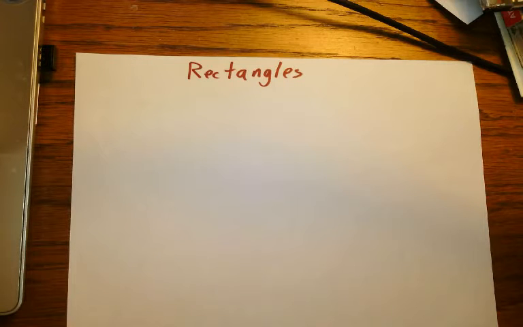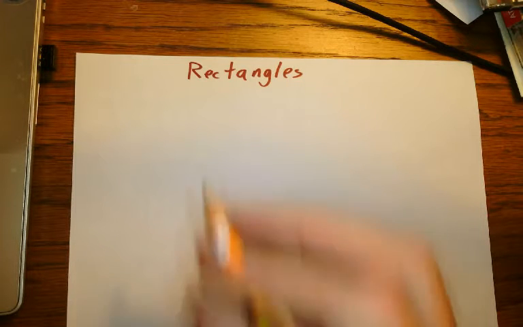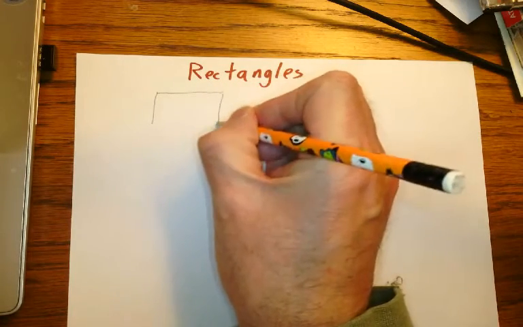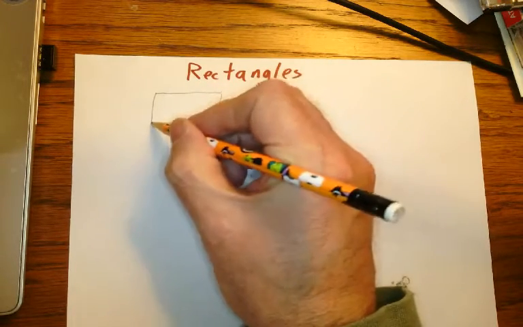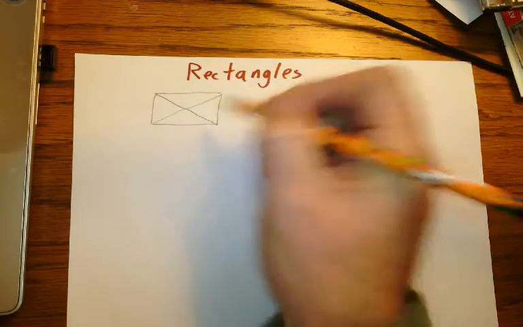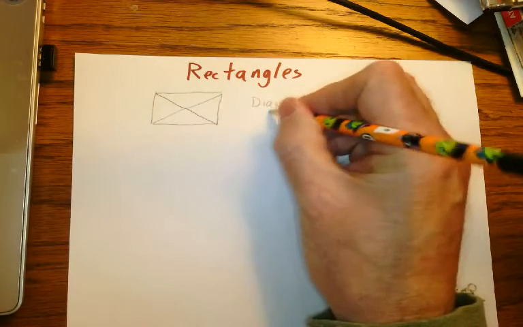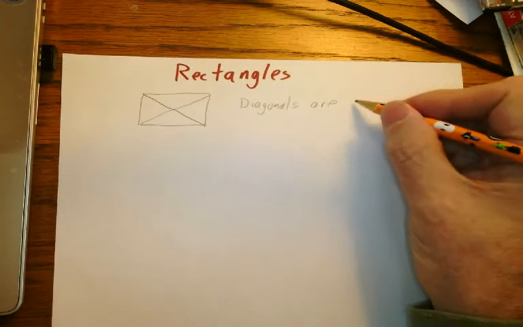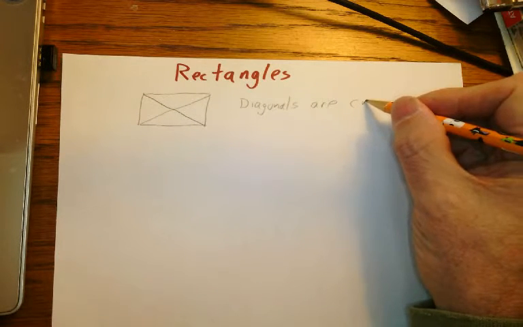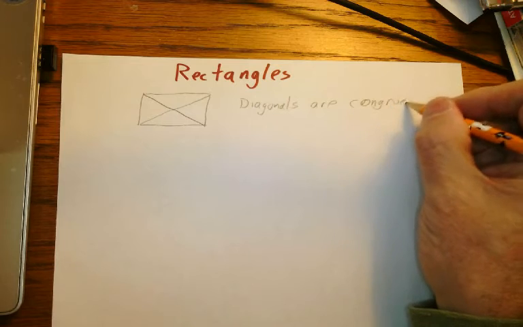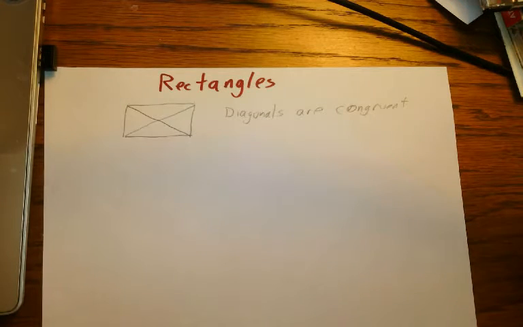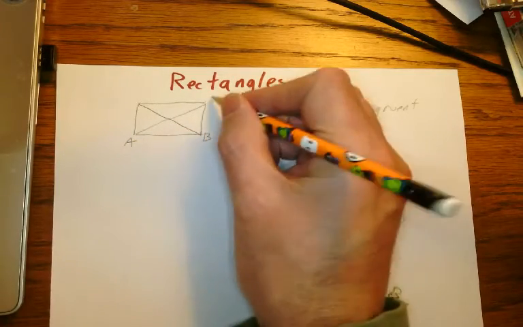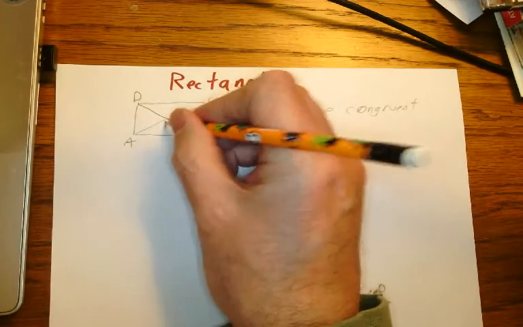Now, a rectangle is a parallelogram, recall? But what makes a rectangle different is that its diagonals are congruent. Diagonals are congruent. So one thing that happens is that a lot of the rectangle problems involve the diagonals. So here is rectangle ABCD, and the diagonals intersect at E.